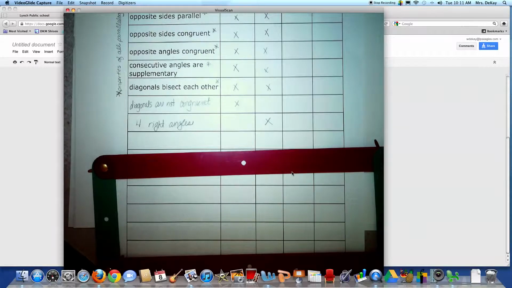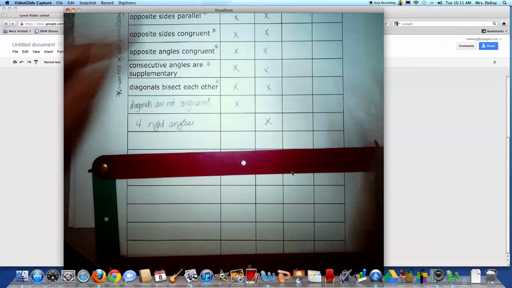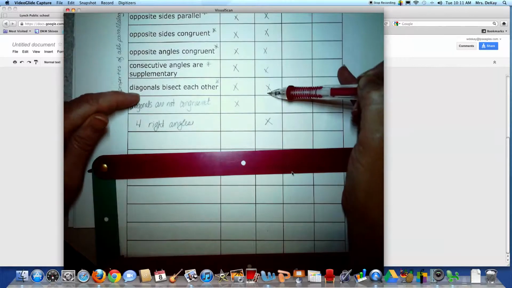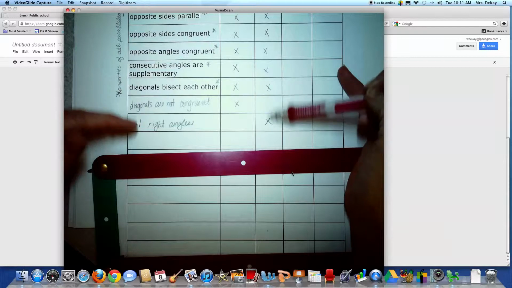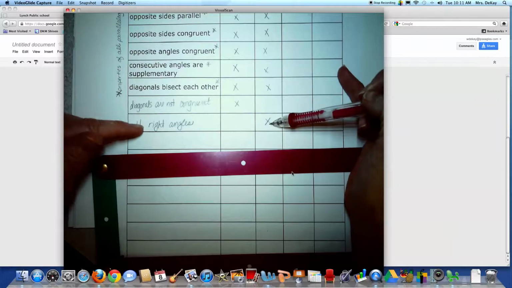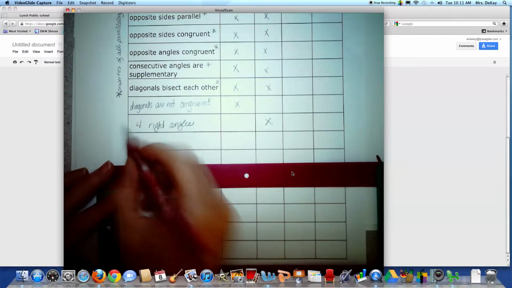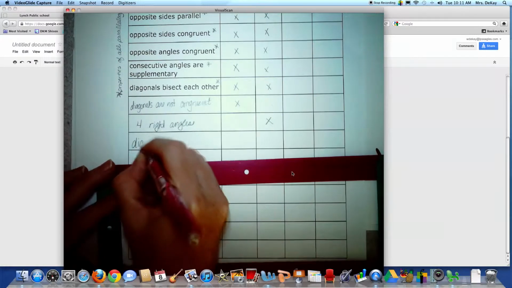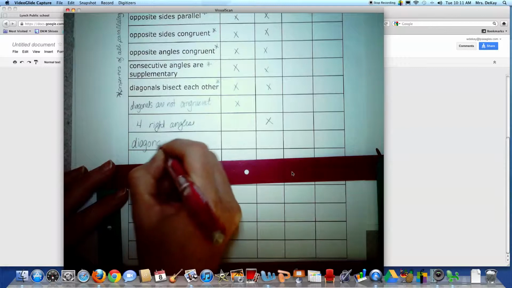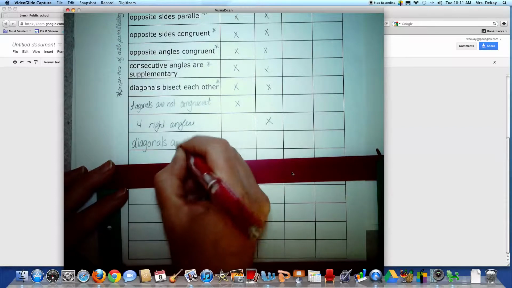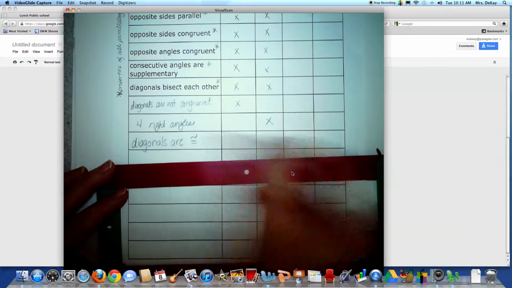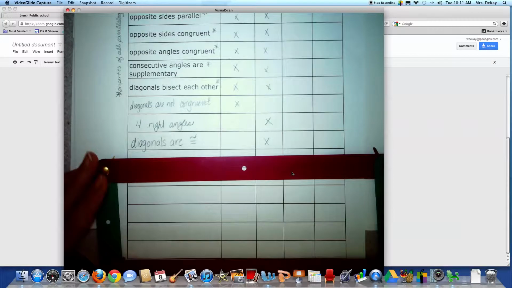So, in a rectangle, we have an extra special quality. We know a rectangle is a parallelogram, but it has a special quality in that it has 4 right angles, and that the diagonals are congruent. I think I better add that. Let's put that on there. The diagonals are congruent. I think that's important.